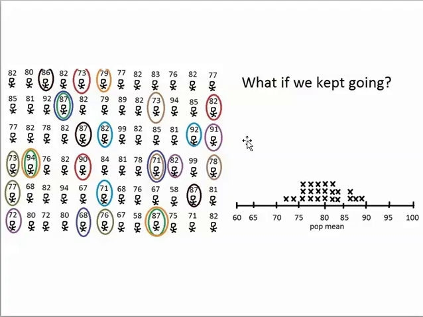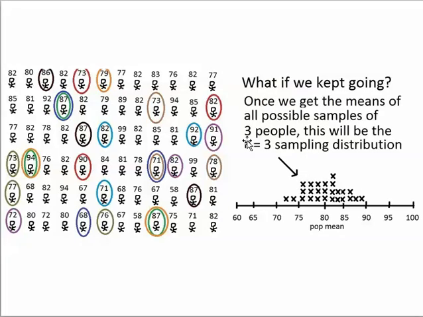Now, there's actually many possible samples of 3 people that could be selected, so I'm not going to be able to calculate the means of all of them. But I want you to understand the idea that if I did calculate the means of all possible samples of 3 people and plotted them here, it would be the sampling distribution of the means of all possible samples of 3 people.